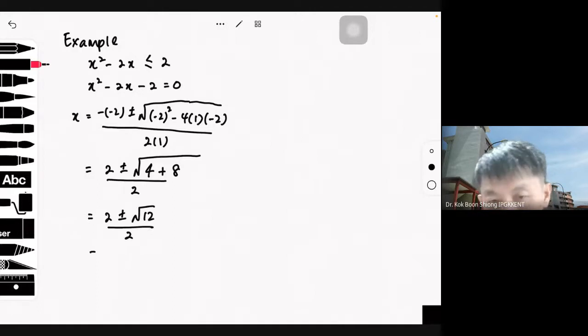So what do we have here? What is your answer? 1 plus square root 3 or 1 minus square root 3.